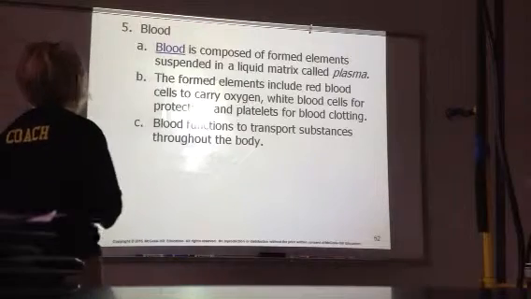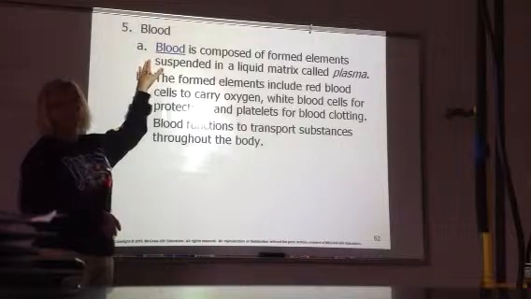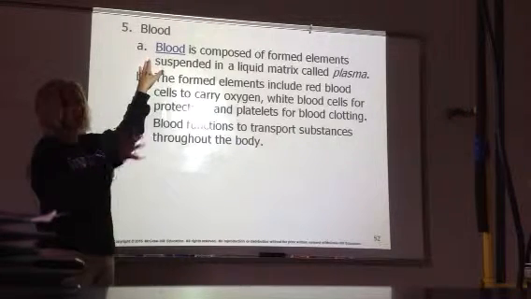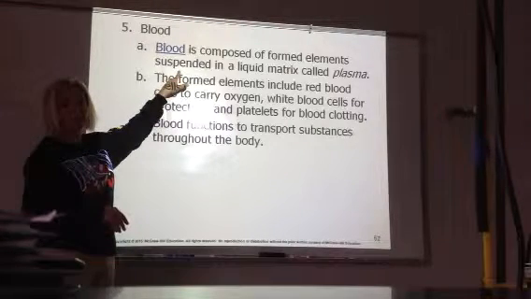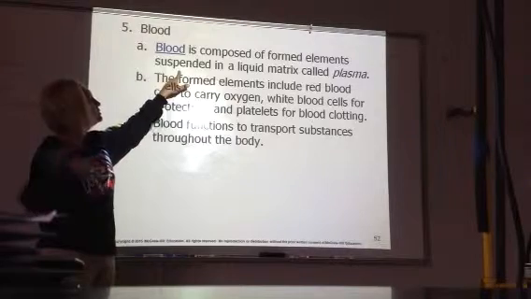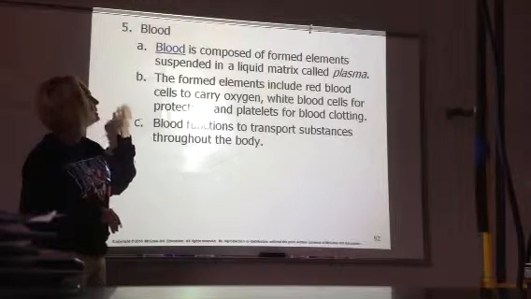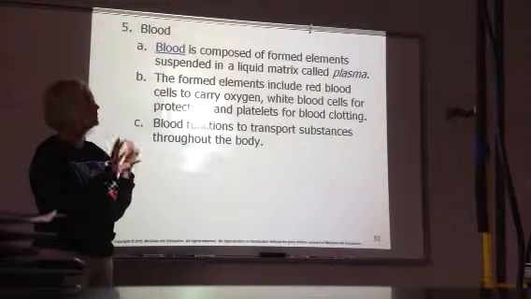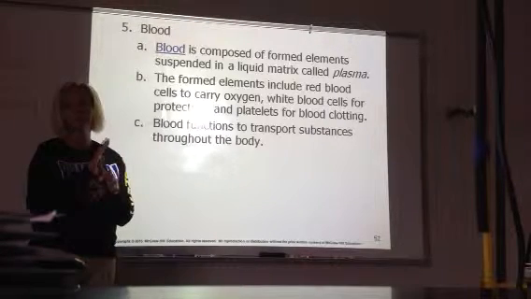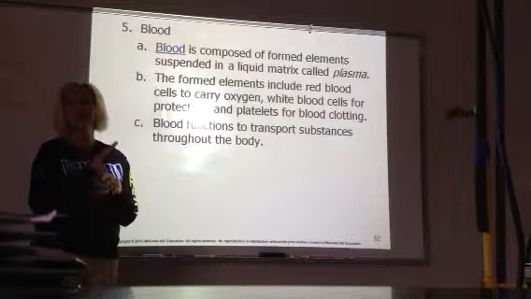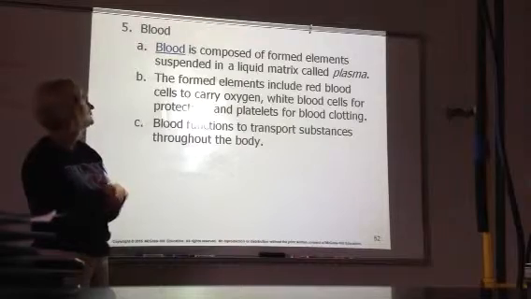And blood. Blood is composed of a lot of different elements. It's suspended, it has a different function, it's more of a transportation. The liquid extracellular matrix is your plasma. So your blood cells are going to float in the plasma. Formed elements, red blood cells. Red blood cells carry oxygen. White blood cells, immunity, protection. Platelets are mostly used for clotting when you have a cut or internally.